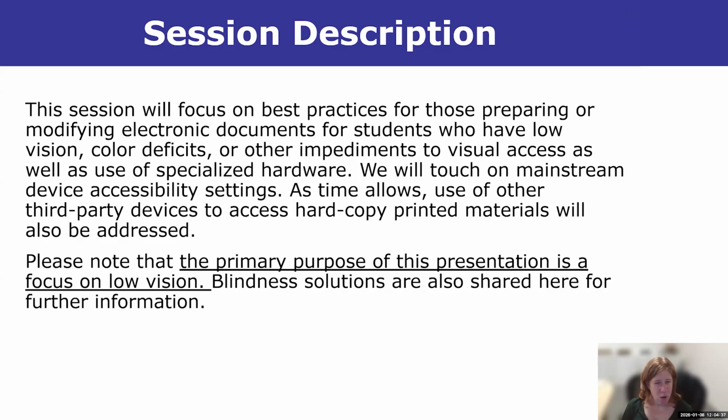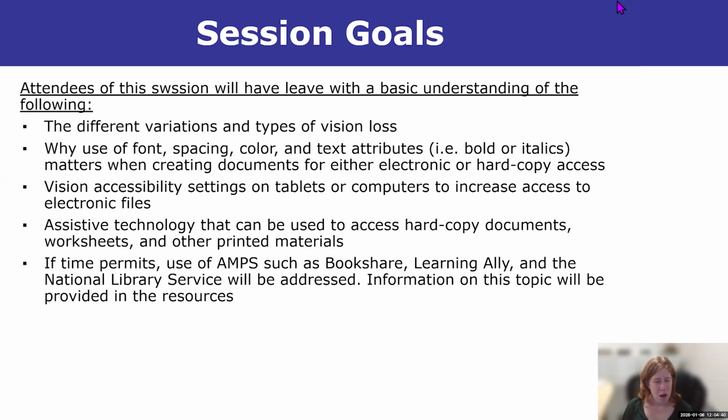So we have some points here. Like I said, lots to cover. The various types of vision loss, very brief and abbreviated. Why the use of font, spacing, color, and text in a document matters when giving it to a student with vision impairment. Vision accessibility settings on tablets and your mainstream technology. Assistive technologies that can be used to access hard copy material that's printed, not electronic. And if we have some time, we're going to talk about Bookshare, Learning Ally, and similar resources. But again, all of this information is in the slide deck.